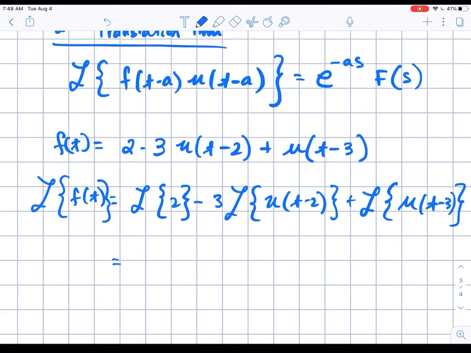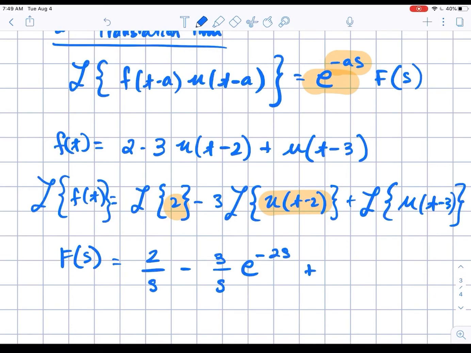Okay, so now when you do this, we're going to get capital F of s equal to, now this first one, the 2, that's an easy one because that's just your regular Laplace transform, so you get 2 over s. Just remember, 2 over s, because it's just a constant, you're going to have the same thing for each of these. Like this is a 3 over s, but because of the unit step function, I need to have that e raised to the negative 2s.